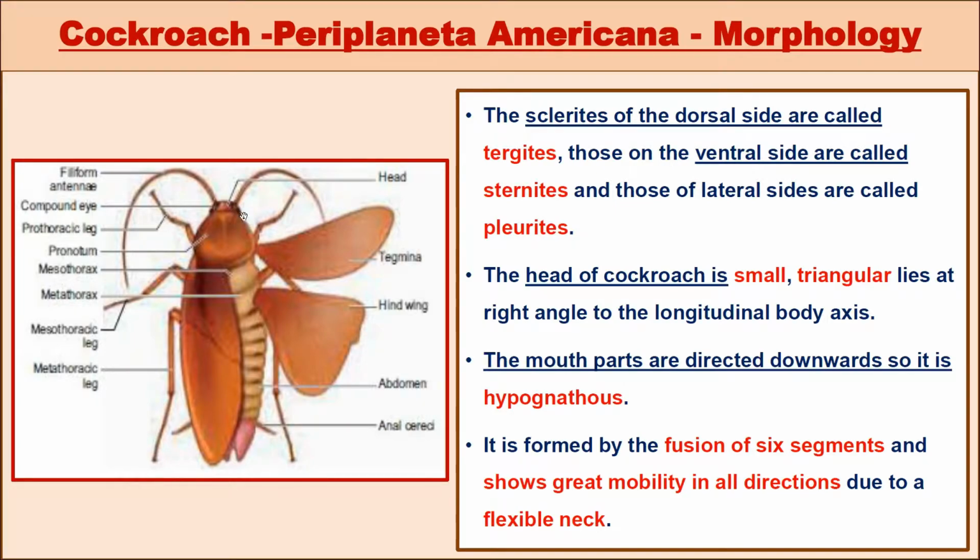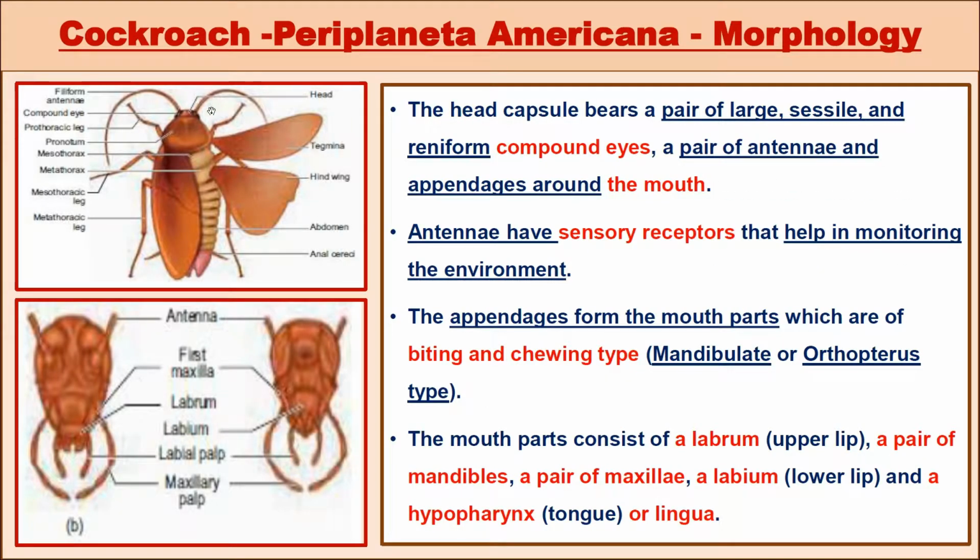It is a fusion of 6 segments. The mouth parts consist of 6 segments, and they show a lot of movement due to the flexible neck. It has a flexible neck by which the head is connected to the longitudinal axis of the body. This is the head. Now let us see the organs of the head.